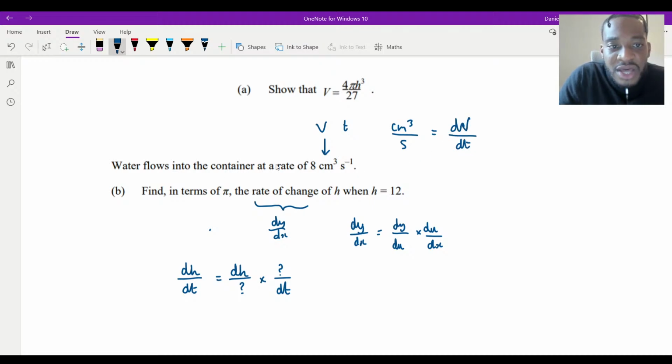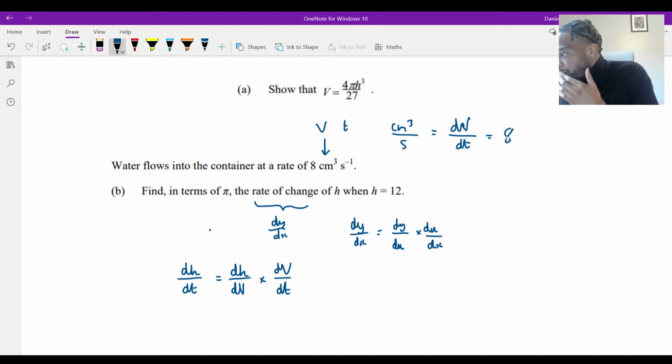So that means the connecting variable is v. So I'm going to put dv there and then put dv there like that. And then we know the water flows into a container at a rate of 8 centimeters cubed per second. That just means that dv by dt is equal to 8. Does that make sense, guys? We're happy with that?